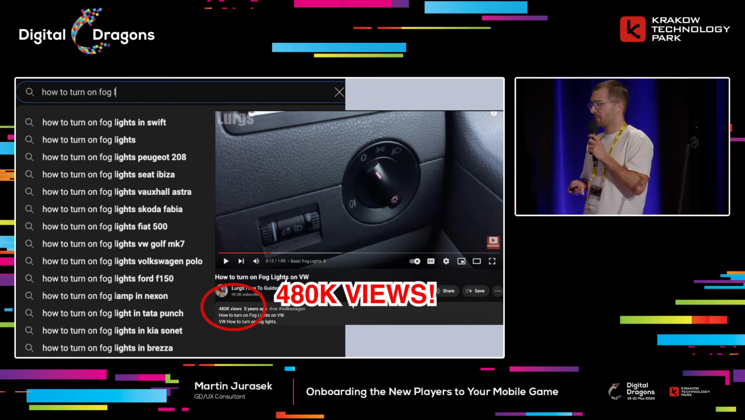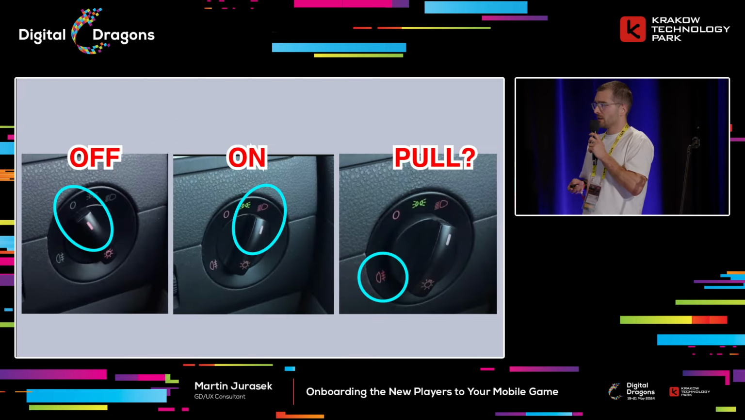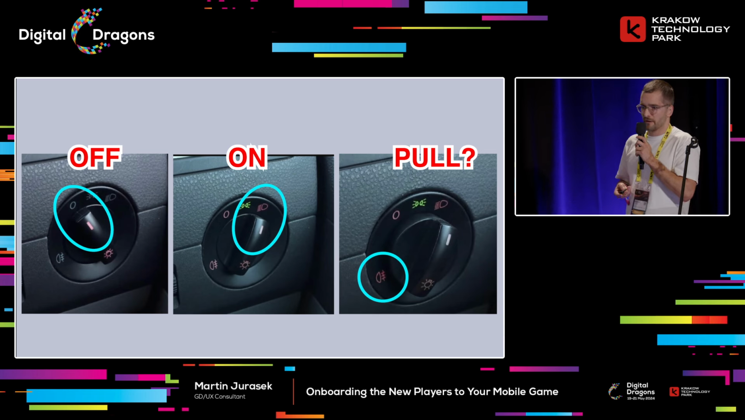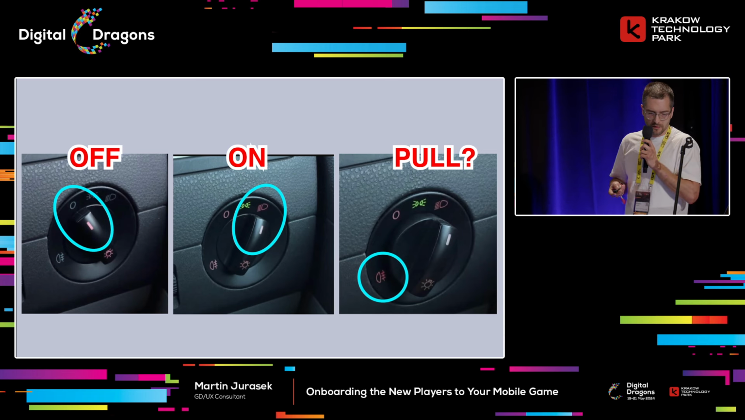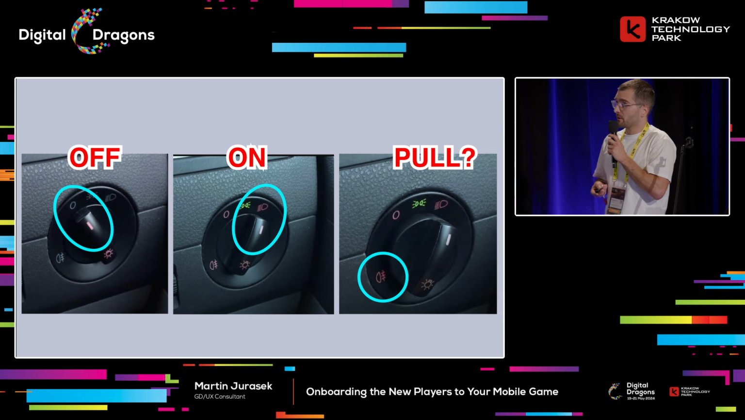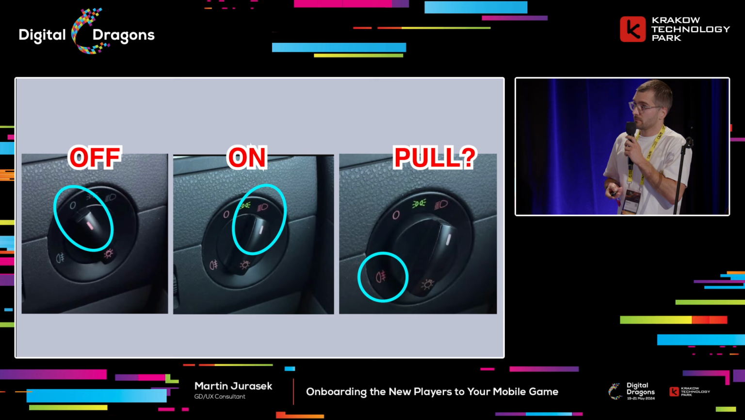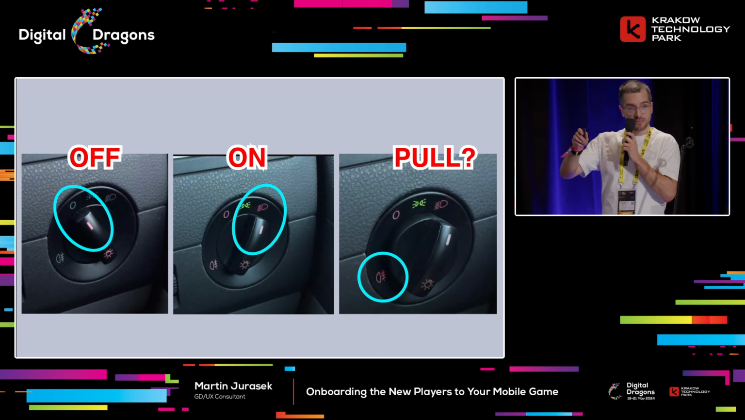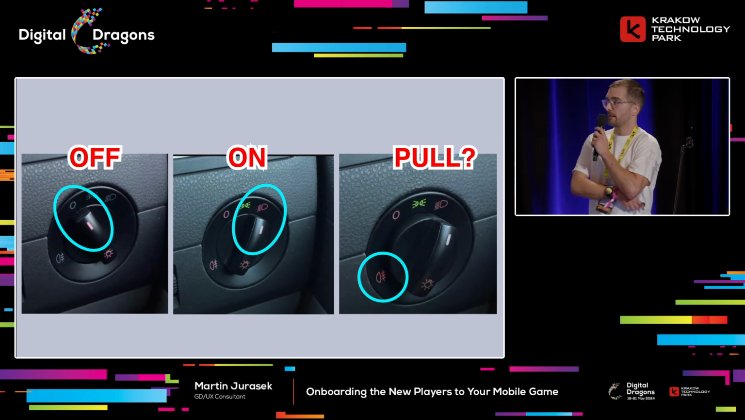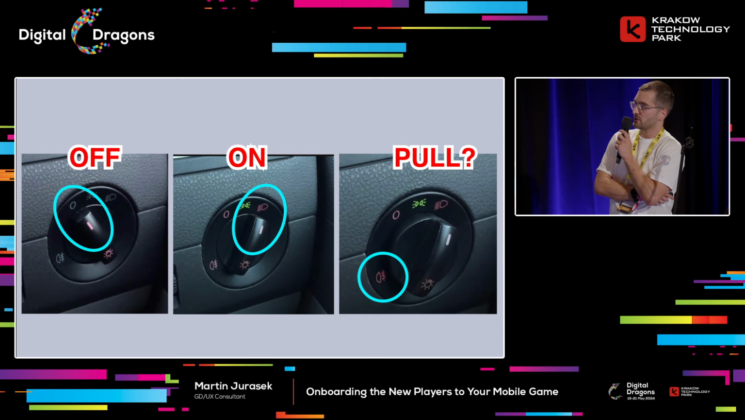So what is happening here? If you turn on the Volkswagen tutorial, and it's really quick, looking at this toggle light, it's quite obvious when the light is turned off. It's the position on the left side. Then there is the on position, which is the middle. You can just turn the toggle, and there is an icon for the fog light, which is on the 7th hour, as you can see.